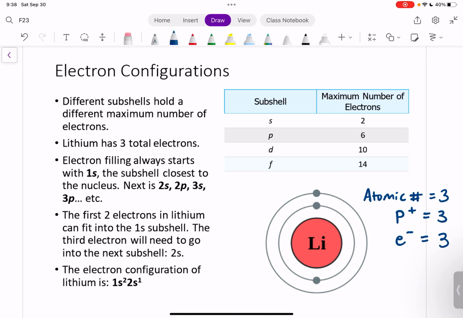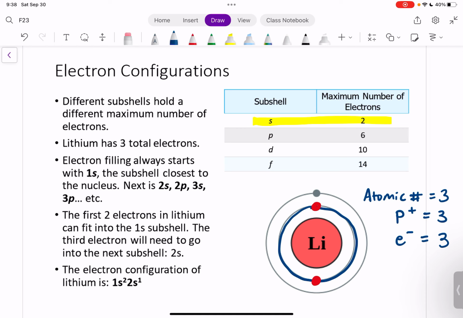So if we know that lithium has 3 total electrons, we're going to start by filling the lowest energy shell and subshell, the one that's closest to the nucleus. We're going to start by filling that one with electrons. And that's what you can see here, right? There's an electron here, and there's one here. Why are there only 2? Yeah, because right now we're only in our S subshell. We haven't made it to our P, which can hold more.